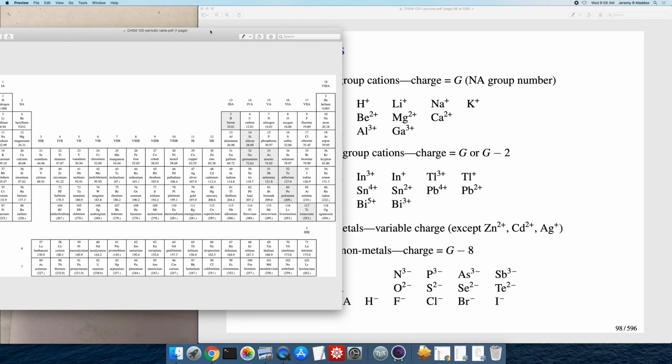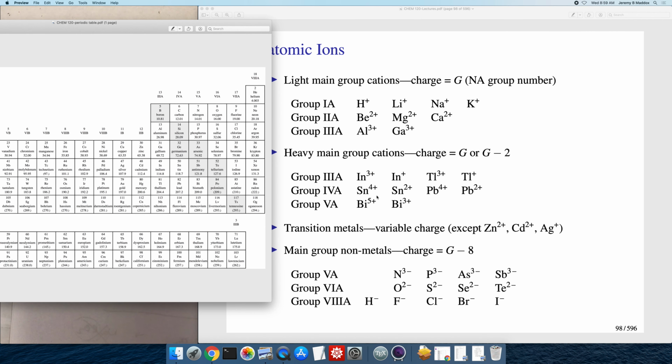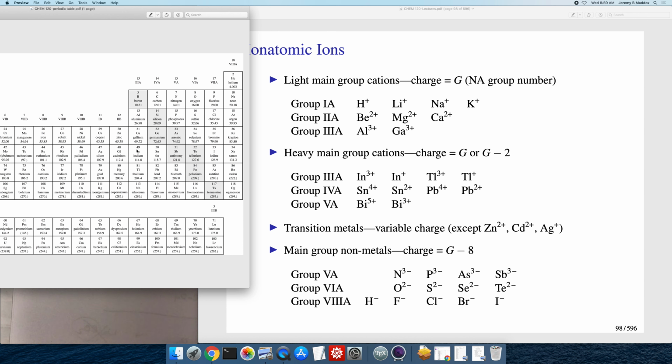Well, let's go ahead and start with what I've listed here, the heavy main group cations. So these are going to be the metals that are down here, so they have larger atomic masses. These guys typically form 2 different cations. For example, indium here in group 3 forms a 3 plus cation and also a 1 plus cation. Thallium does the same thing.